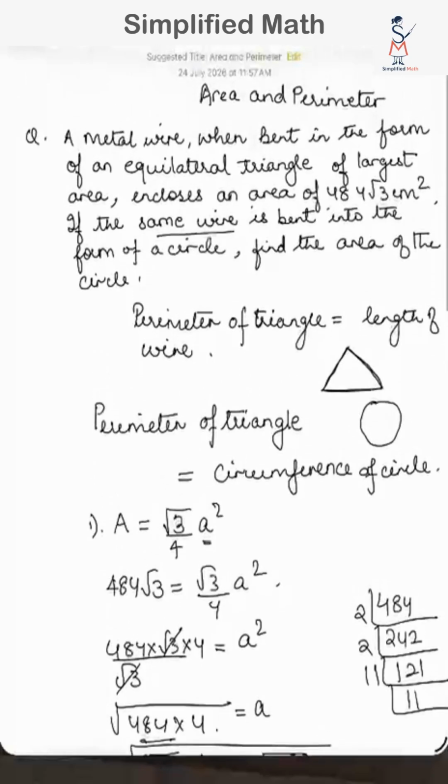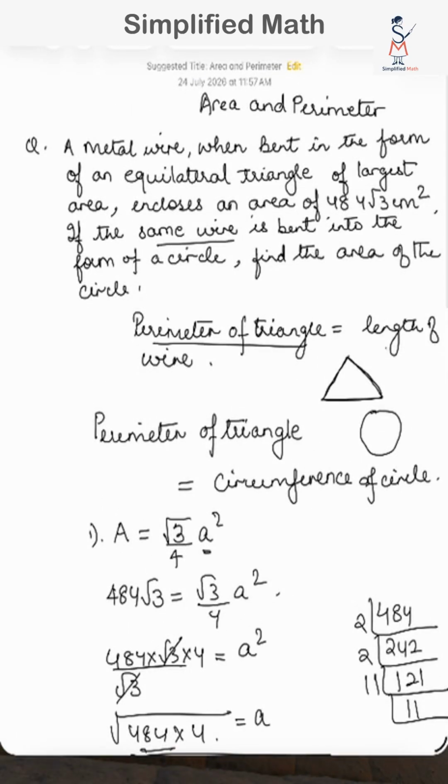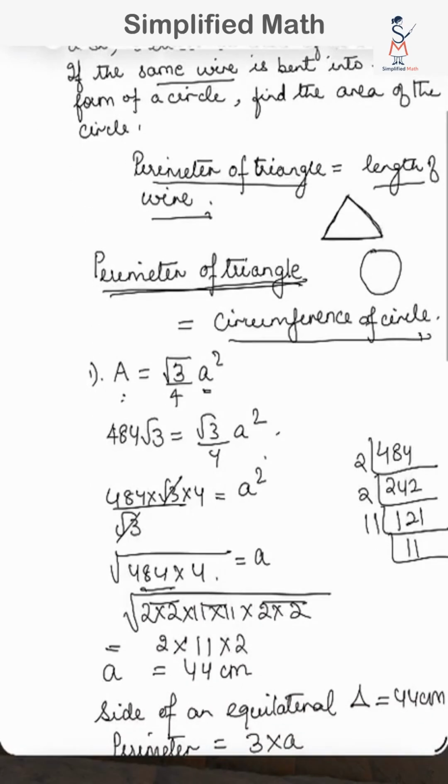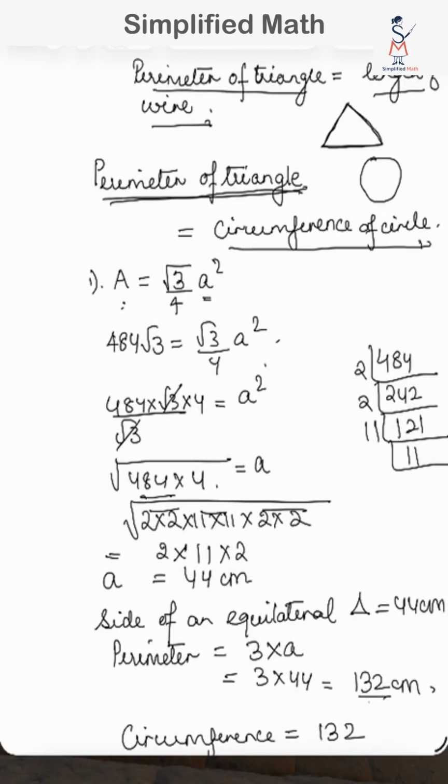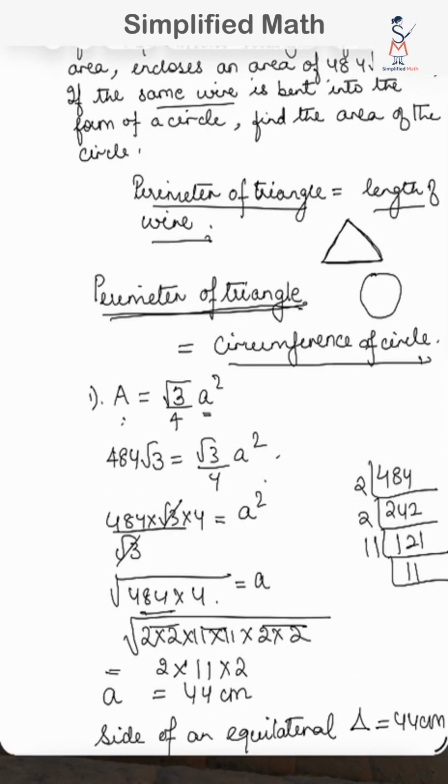So what we did: we found the perimeter of the triangle, that is the length of the wire, and that perimeter of the triangle is equal to the circumference of the circle. How did we find the perimeter of the triangle? By finding the side with the help of area, and then finding the perimeter, making the circumference equal to that perimeter, getting the value of r, and then using it in the formula. Why did we do so? Because we know that the length of the wire, whether you make it a triangle, a square, or a circle, will be the same. And what is the length of the wire? The perimeter of the triangle.